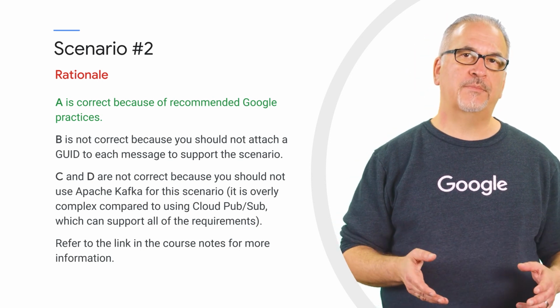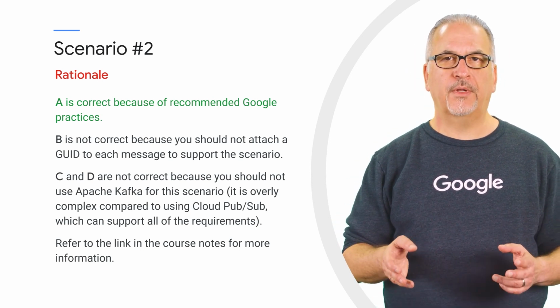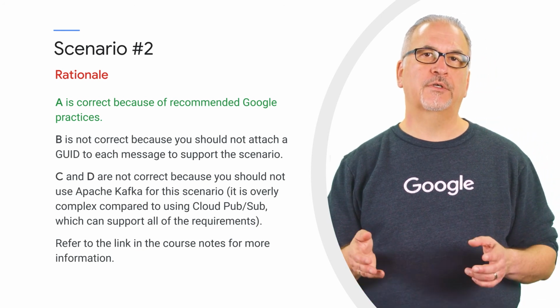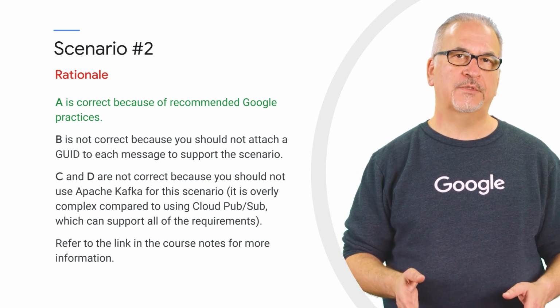You need a timestamp to implement the rest of the solution, so applying it at ingest in the publisher is a good, consistent way to get the timestamp that's required.